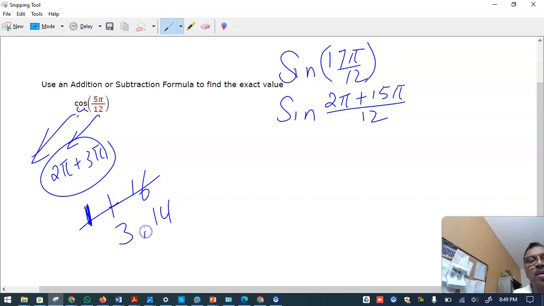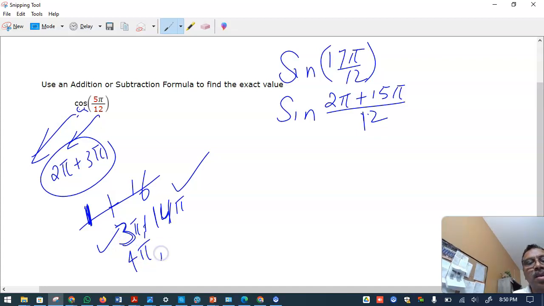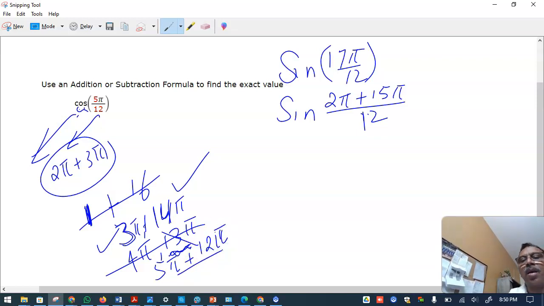You could use 3 pi plus 14 pi, so that also could be used, because 3 divides 12, and 14 and 12 have a common factor of 2. What about 4 pi and 13 pi? There's no number that divides 13 and 12, so this option will fail. You can think of 5 pi and 12 pi, and this is okay. So you can use any one of these.